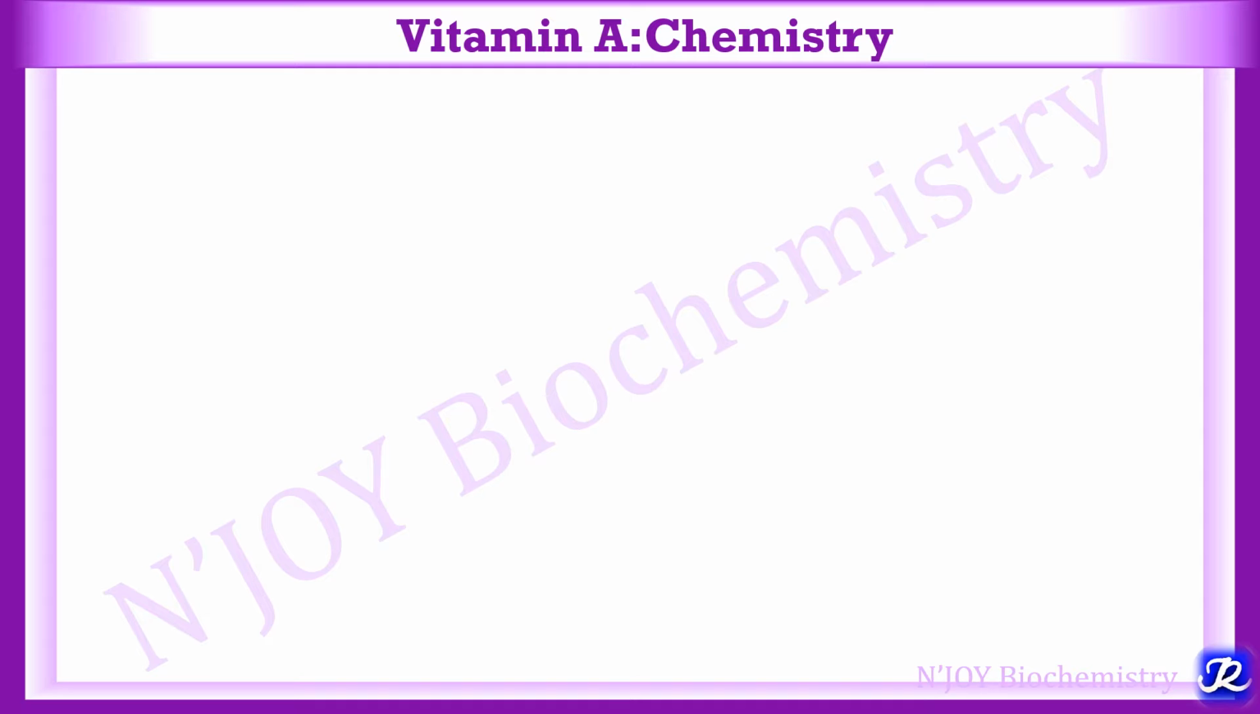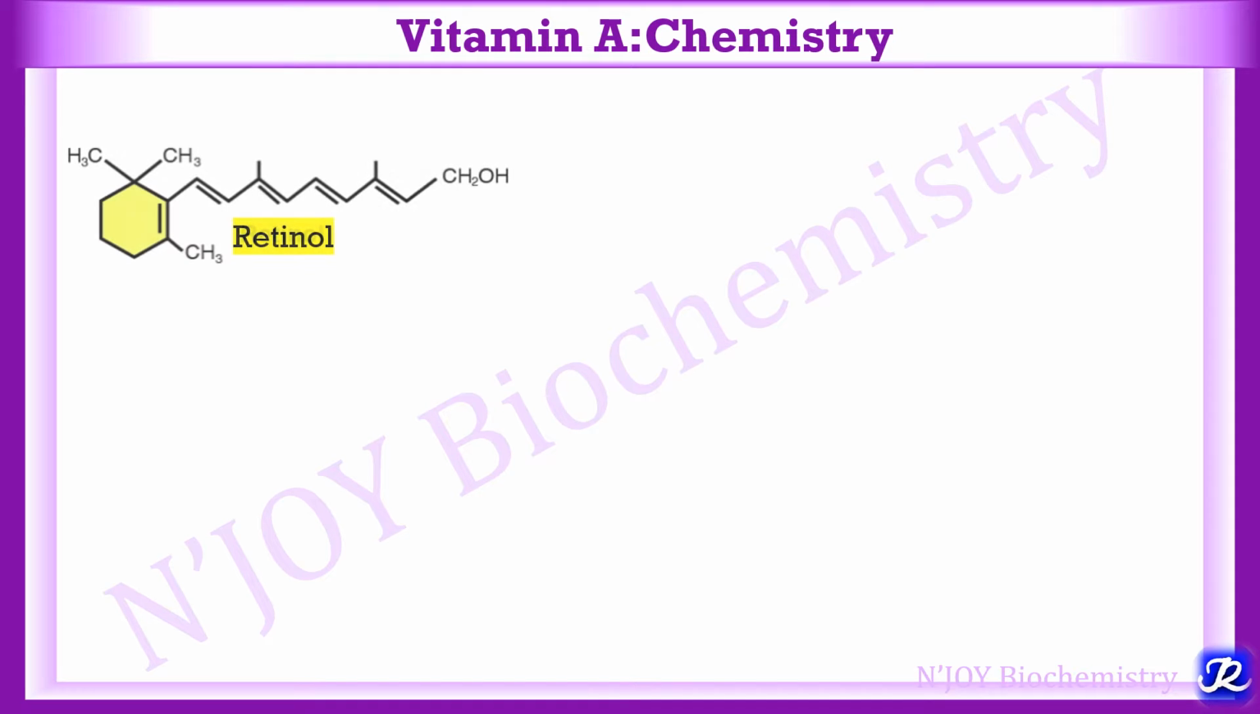Now let's see the chemistry of vitamin A. This is the structure of retinol having a beta ionone ring. This is the cyclohexenyl ring, and this beta ionone ring is responsible for the biological activity of vitamin A. The side chain of retinol has unsaturated isoprenoid units, and it has 4 double bonds and 1 hydroxyl group. Retinol is present in animal tissues as retinyl ester with long chain fatty acid.